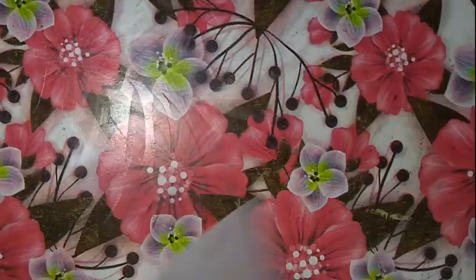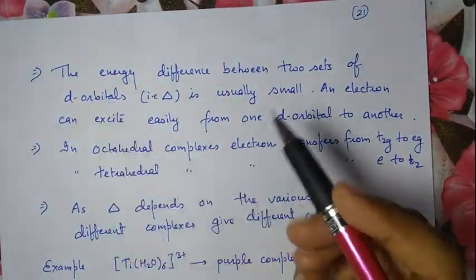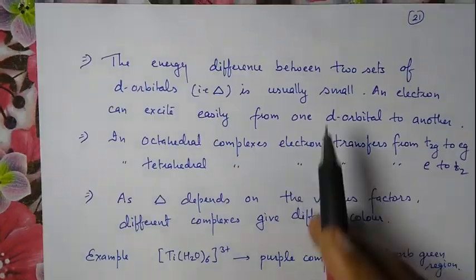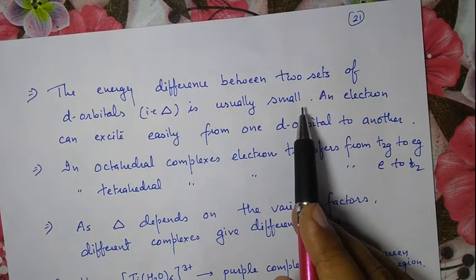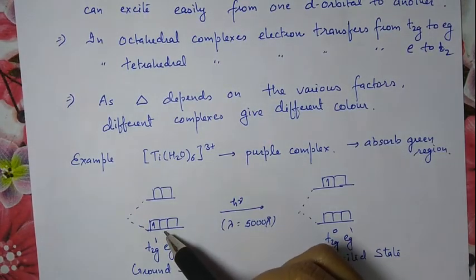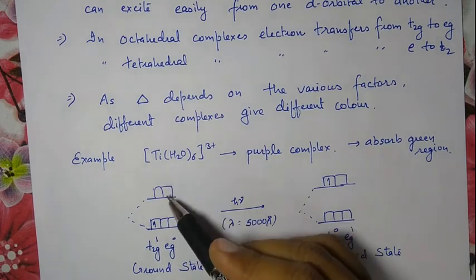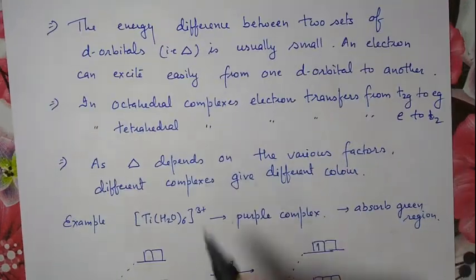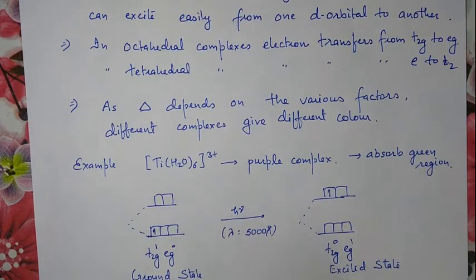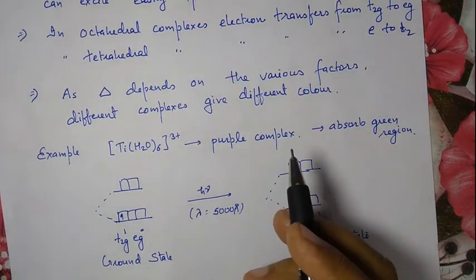The energy difference between the two sets of orbitals, that is delta, is usually small. It is not very large, and an electron can easily be excited from a lower level to another d orbital of higher energy. In an octahedral complex, this can be a transfer from t2g to eg. In a tetrahedral complex, it can be a transfer from e to t2.